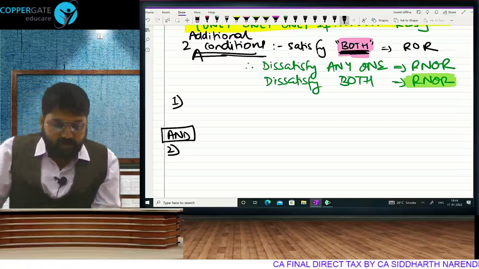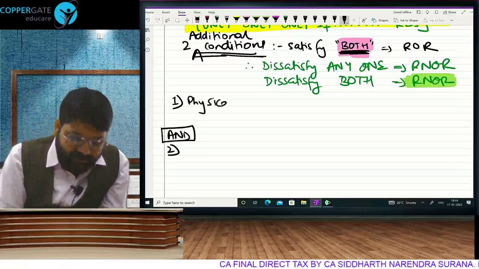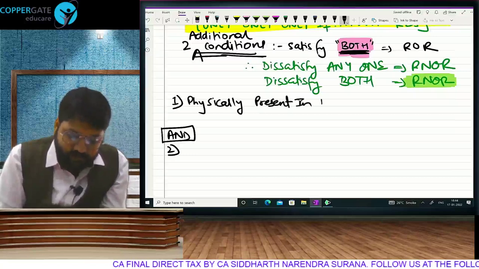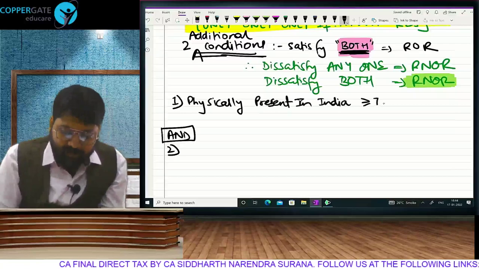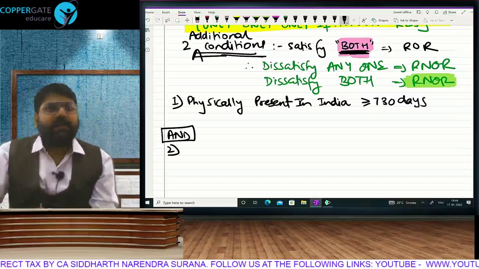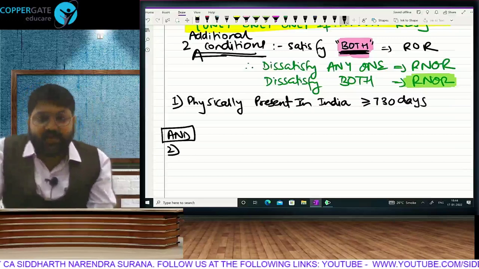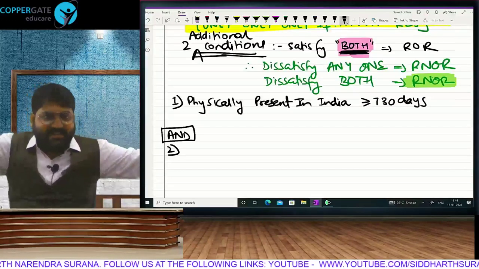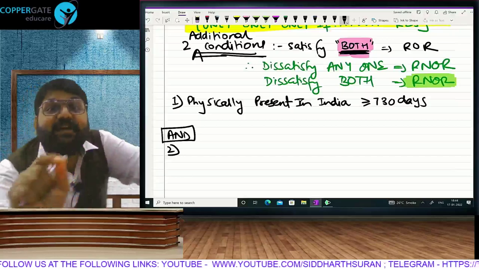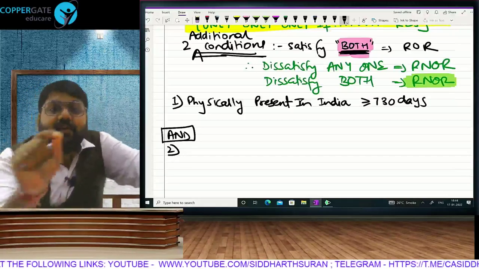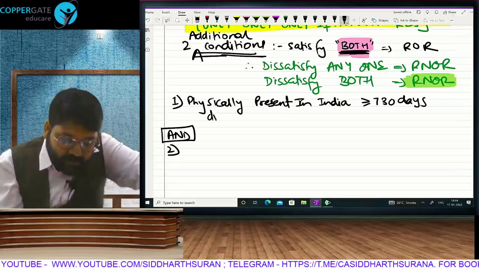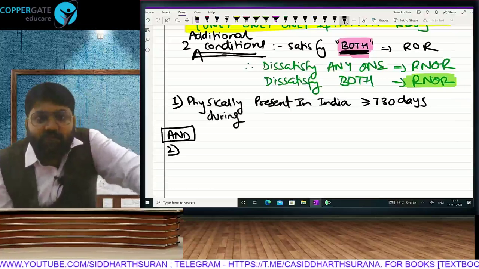Yes. Very good. Once again, what is relevant in residential status? If you were physically present in India for a period of 730 days or more, during the seven immediately preceding previous years. Can you say that in short, like four immediately preceding previous years.